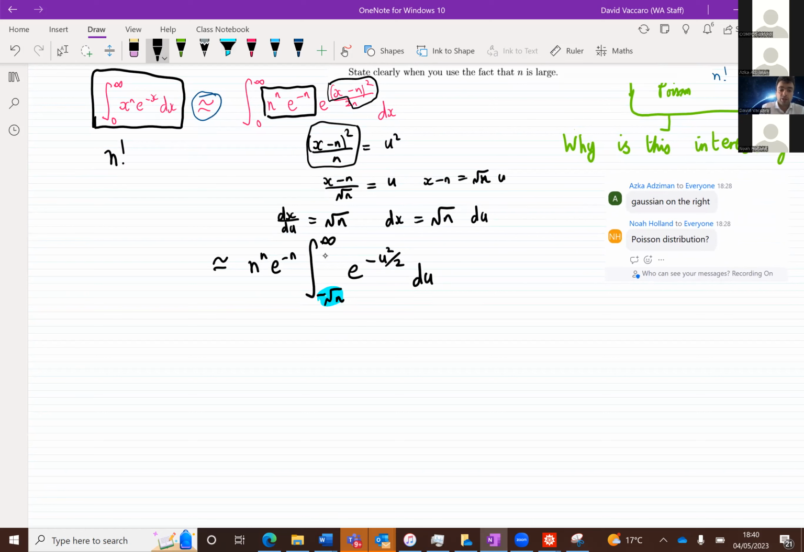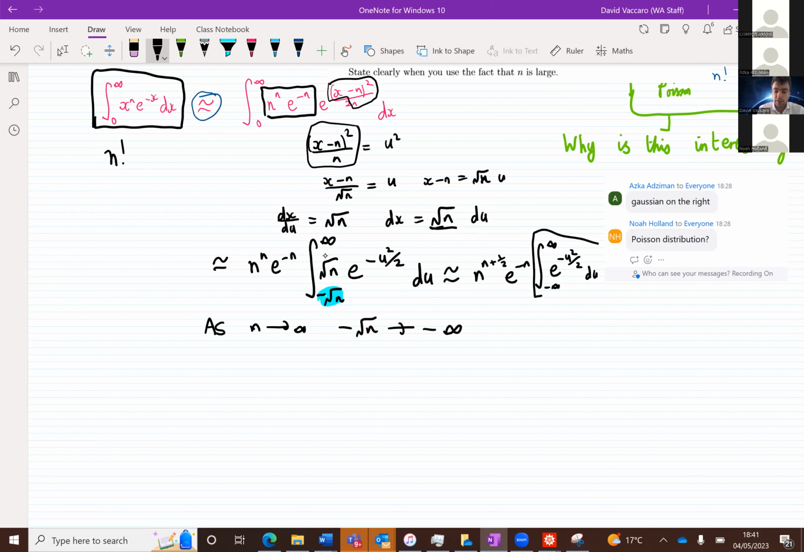But as n becomes large, negative root n becomes negative infinity. So we can say that this is approximately, and sorry, I need an extra root n as well from the integration by substitution. So now I'm almost done. I've got n, and the root n makes n to the power of n plus a half. I've got my e to the minus n, and then I've got my standard Gaussian integral, which is root 2 pi.